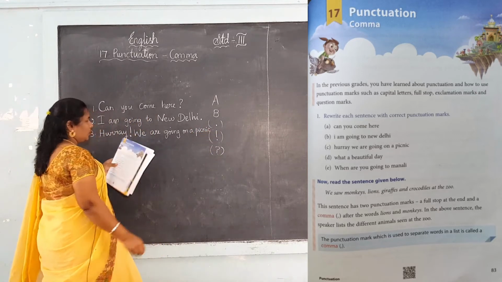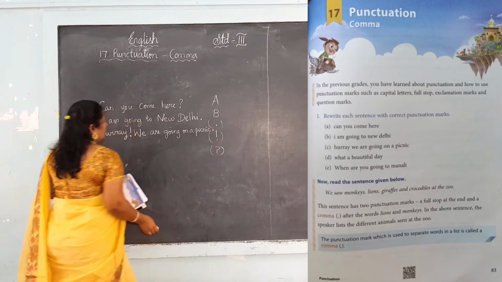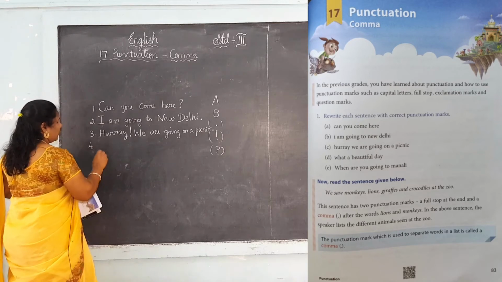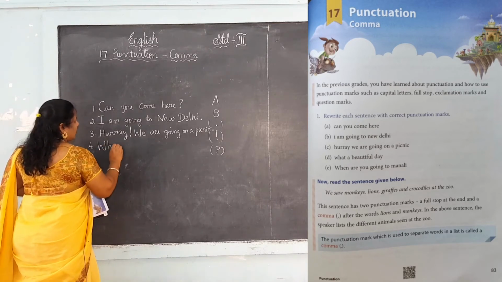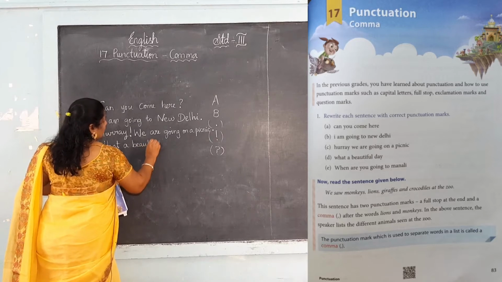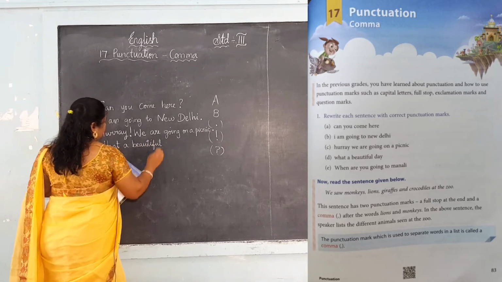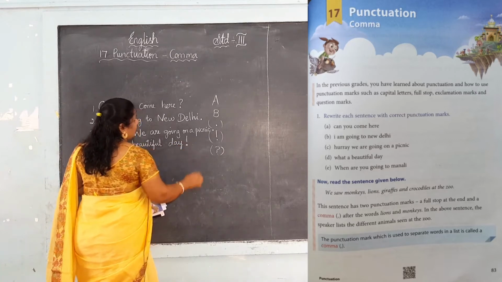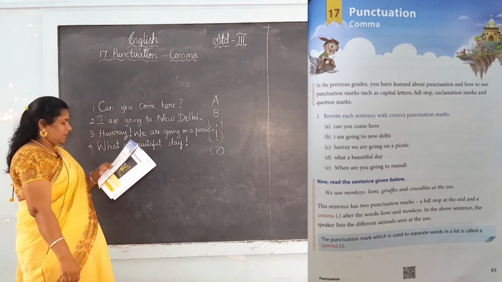After that we want to give a full stop. Okay. Next, fourth one. What a beautiful day. What? W should be capital. What a beautiful day. See, this is expressing a feeling. So, we want to use an exclamation mark.